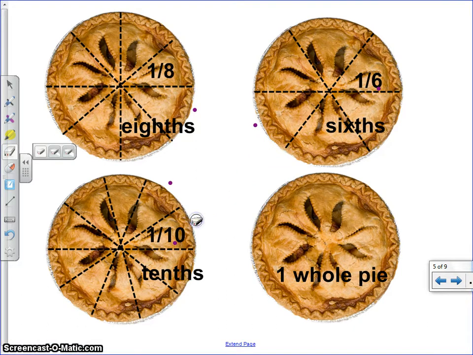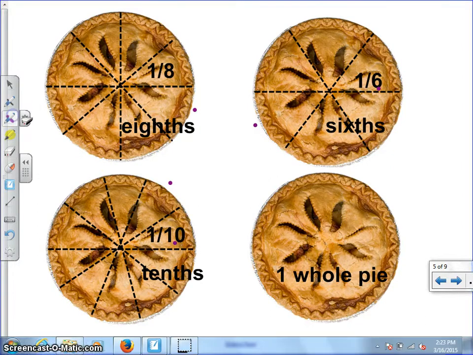What you'll notice is that as you start to divide this pie into more pieces, the pieces get smaller. So yes, 10 is more than 6, but what 10 is telling you is that I have 10 pieces, not 6 pieces. And so in order to have 10 pieces of the same pie, they need to be smaller pieces than if I have 6 pieces. This is why when your numerators are the same and your denominators are different, the bigger the denominator, the smaller the fraction is.